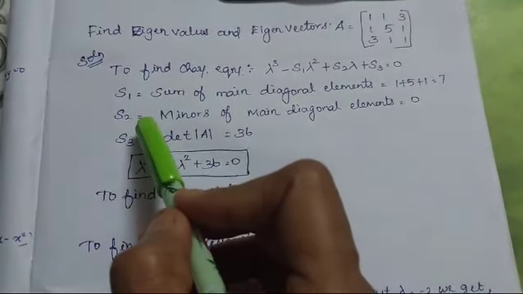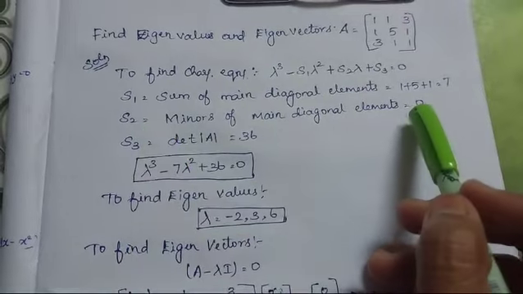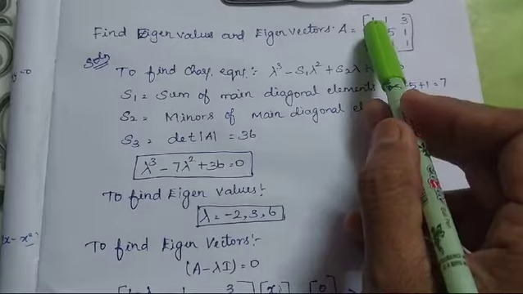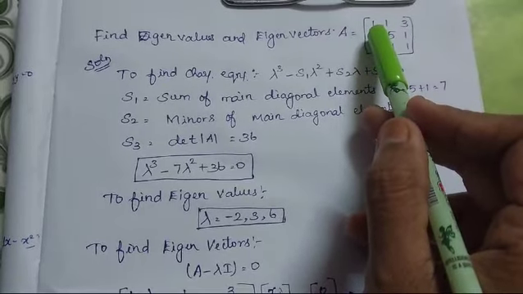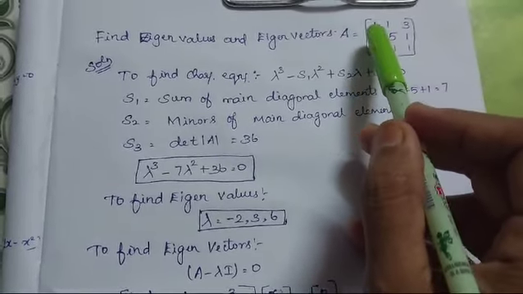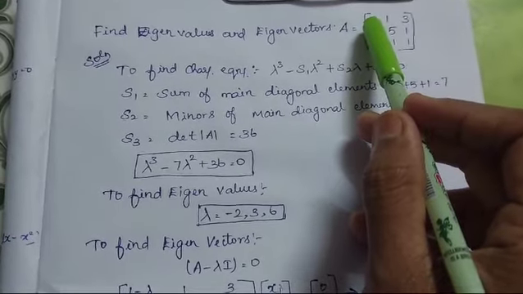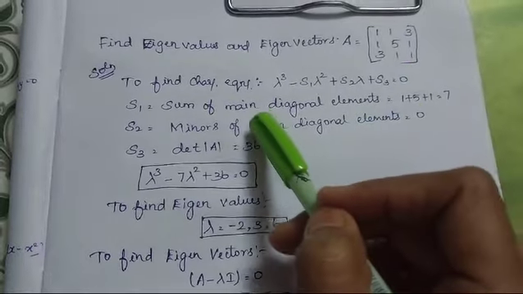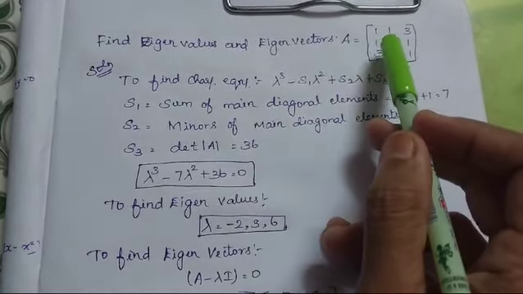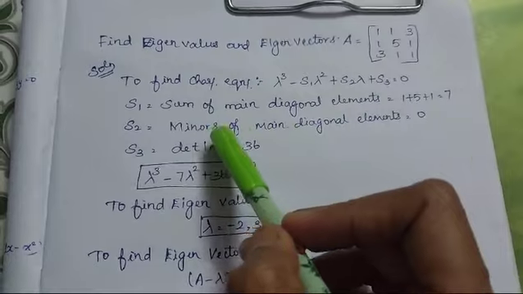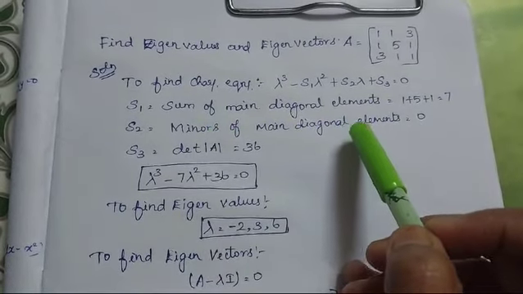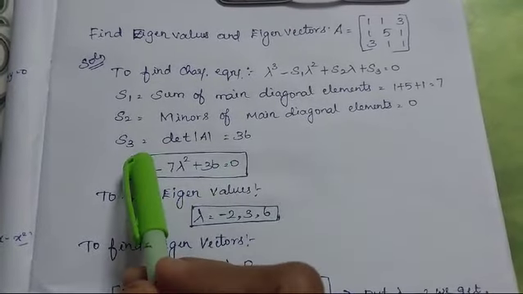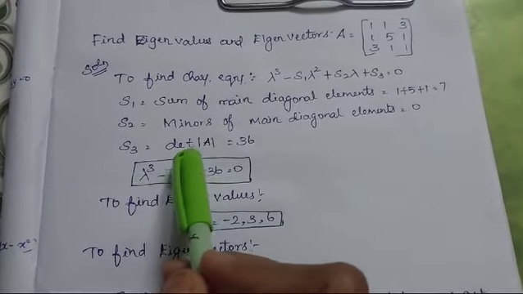Then we have to find S2, the sum of the minors of the main diagonal elements. What is the main diagonal element in the first row? 1 is the main diagonal element. In this term, we leave out the corresponding row and column, and we can find the minor for the 1. In this way, we find the minors of the main diagonal elements. The value is 0. Then we find S3, that is the determinant of A.